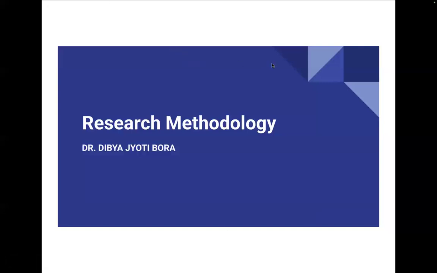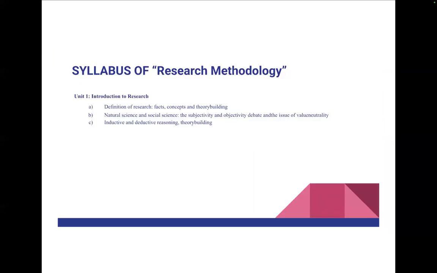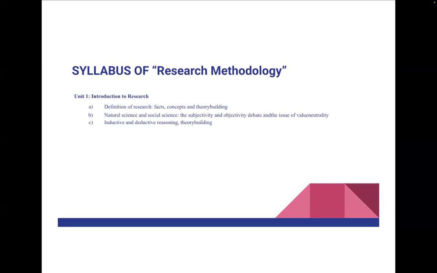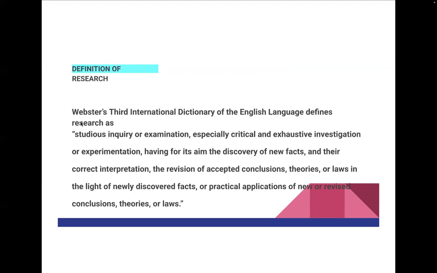Okay, so the subject name is research methodology, and I think you have already got the coursework ID for this subject. I'll include that new course ID for this subject, because earlier there was a different course ID, but now we have changed the course ID. The syllabus first unit consists of these topics: we will go through the definition of research and a few other terminologies related to research. So let's first come to the first topic, what we actually mean by research.